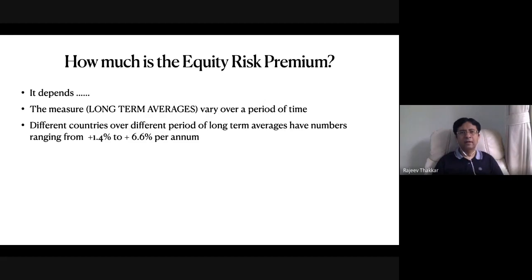But broadly, people have seen that at the lower end, it has been as low as 1.4% per annum, and at the higher end, it's been around 6.6% per annum. So that's the broad range that has been calculated for various markets over varying periods of time. But broadly, the gist of it is it's generally a positive number, and median would be somewhere around 4% or thereabouts.